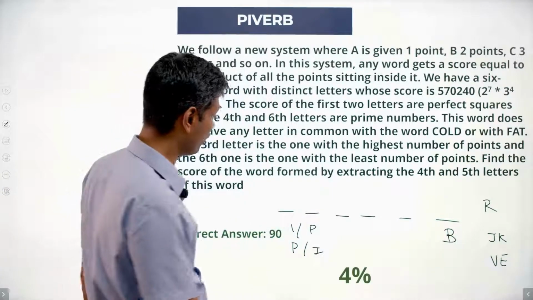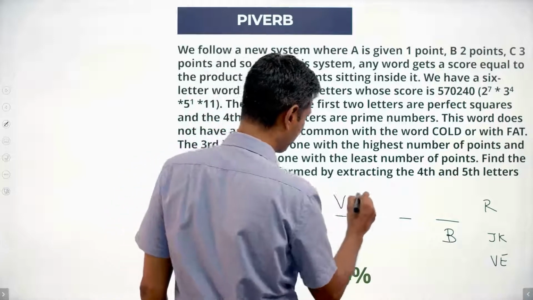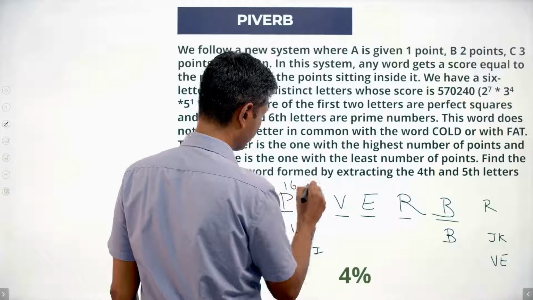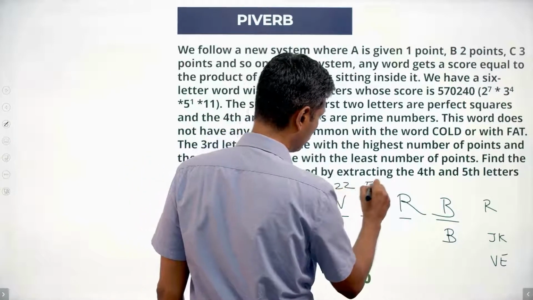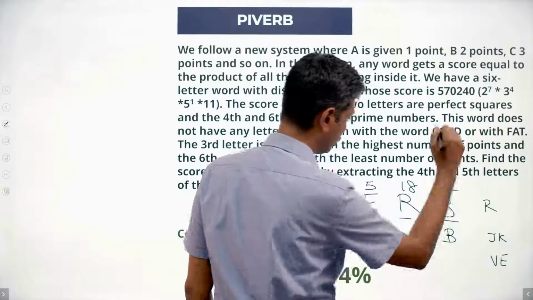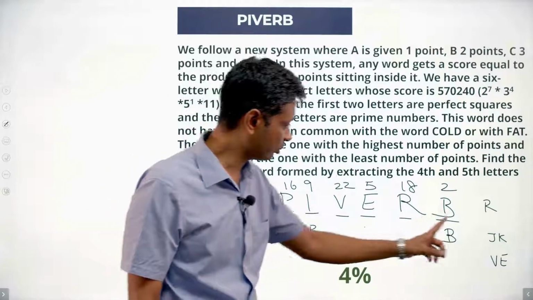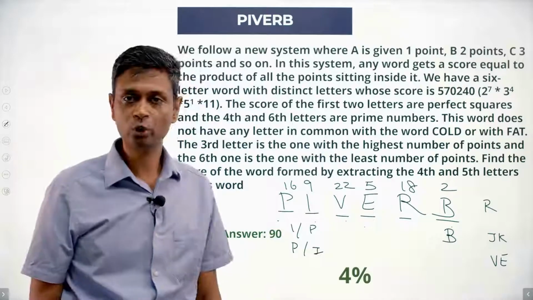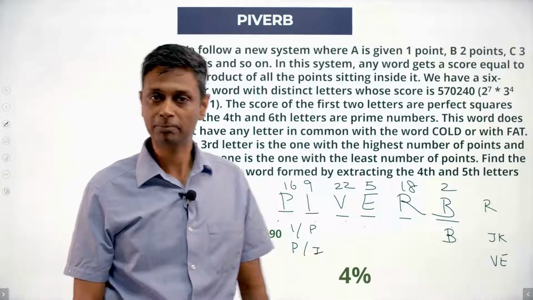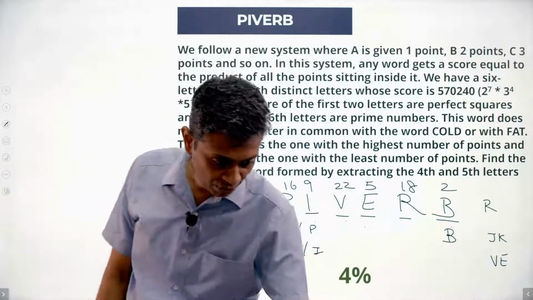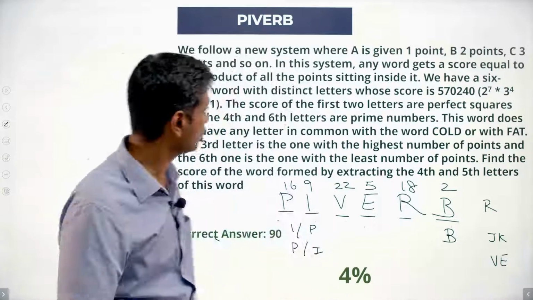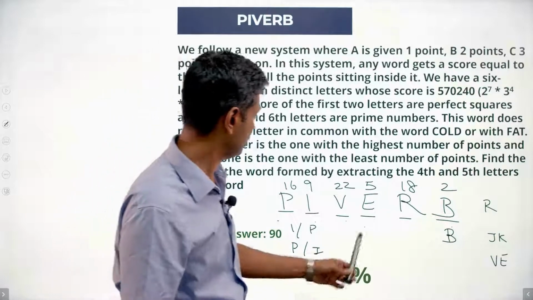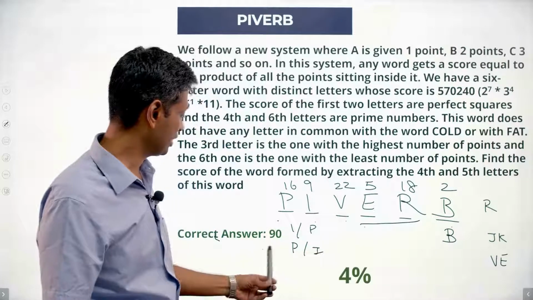What is the word we are looking for? We're looking for PI, VE, RB: 16, 9, 22, 5, 18, 2. These two digits are prime. This is the highest. These two are perfect squares. Product is 570240. The word is PiVerb. And so PI, VE, RB. What is the product of the fourth and fifth letters here? These two, E and R, 5 and 18. That should be 90.